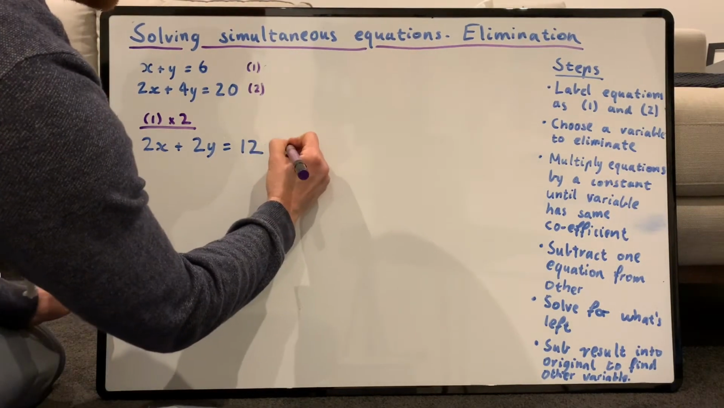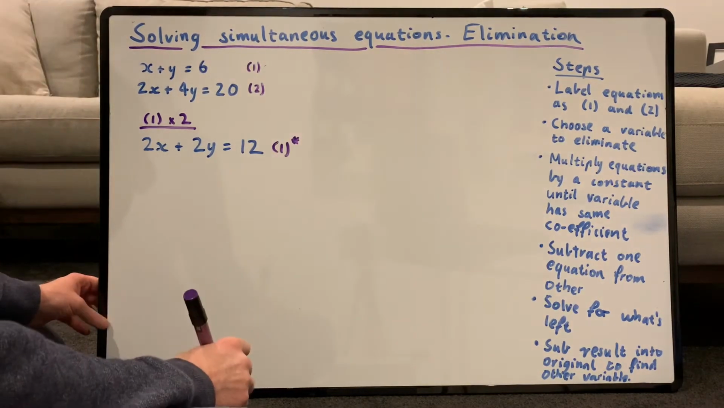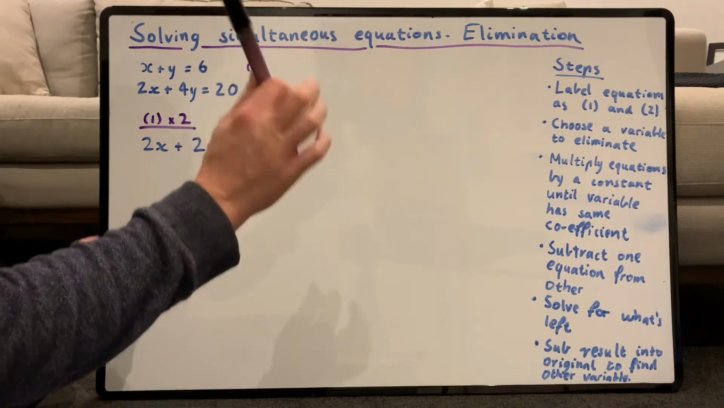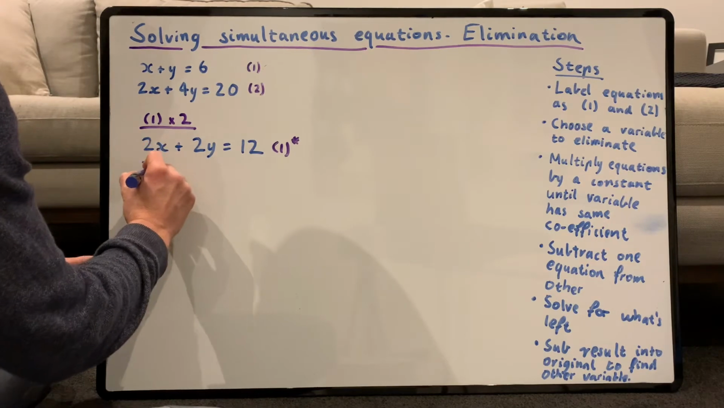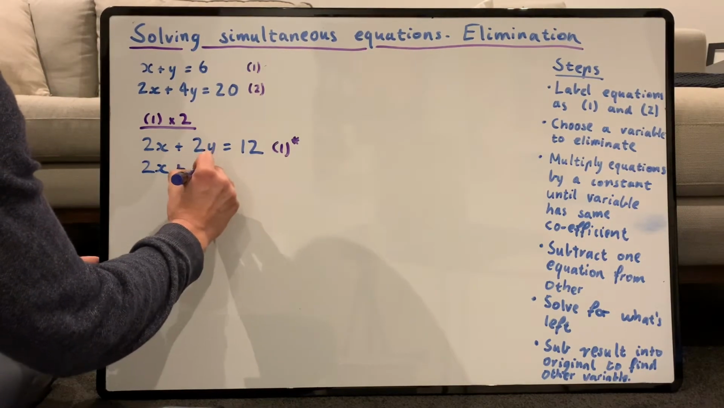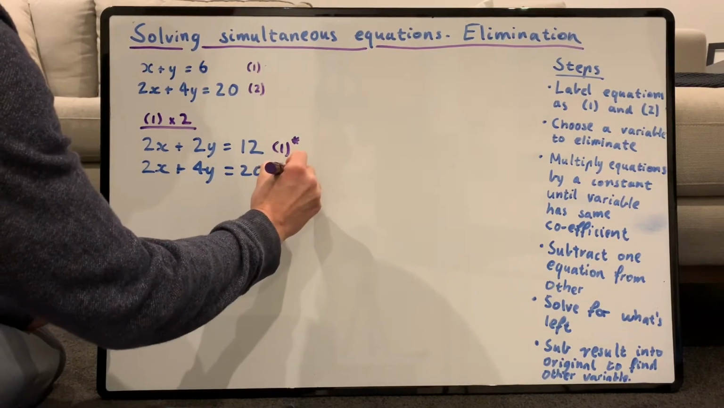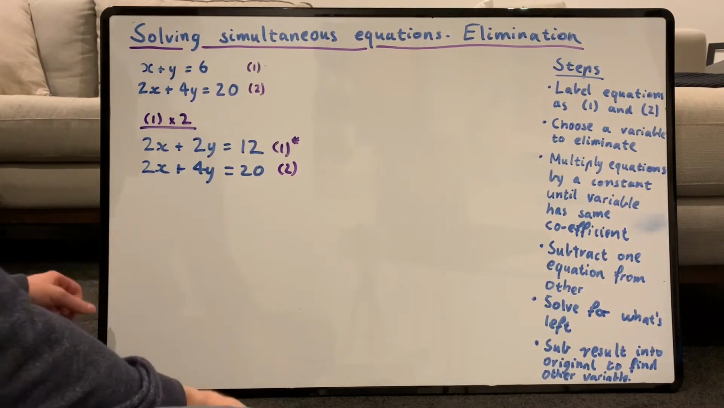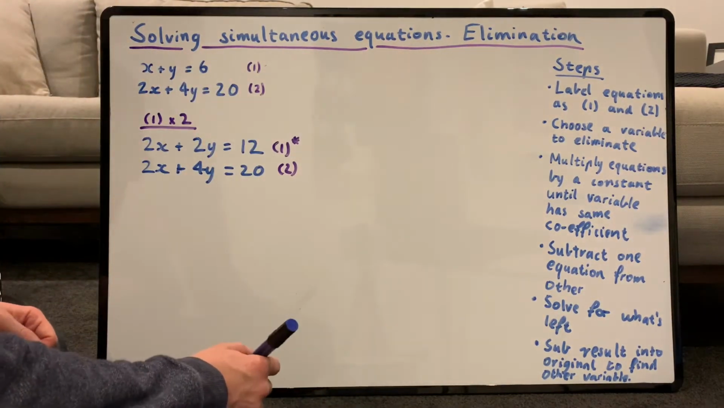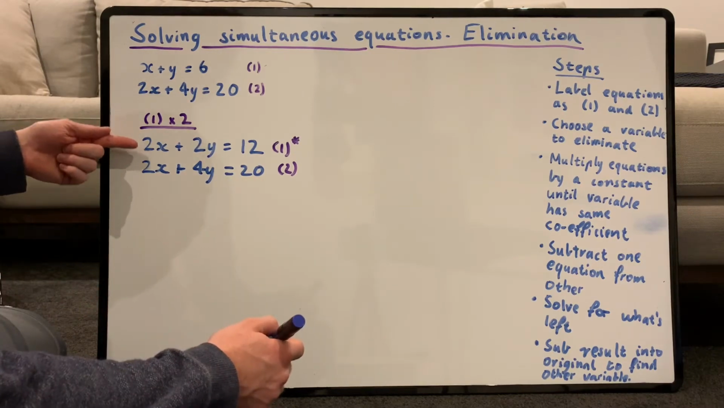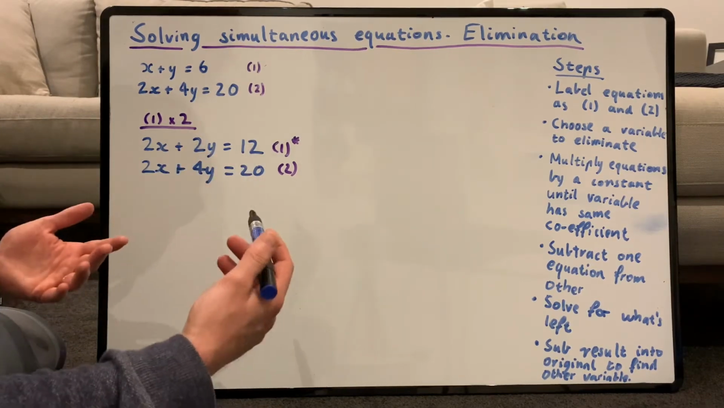So, this new equation, we're going to call 1 star. Modified version of 1. Okay? And we're just going to write out equation 2 again. That one hasn't changed. So its label is still 2. Okay. Subtract one equation from the other. Notice now that if we were to go 2x minus 2x, that would be 0. That's where the elimination happens.